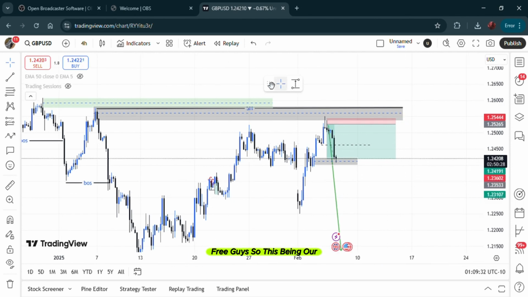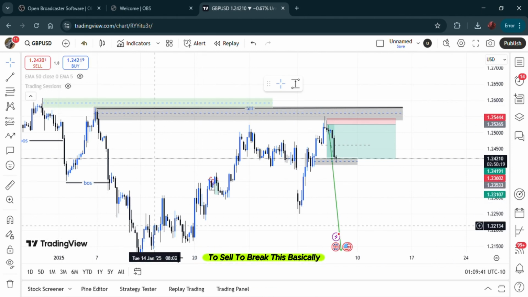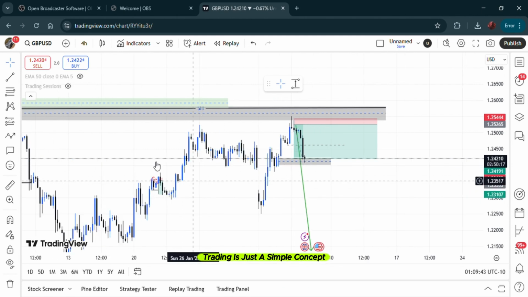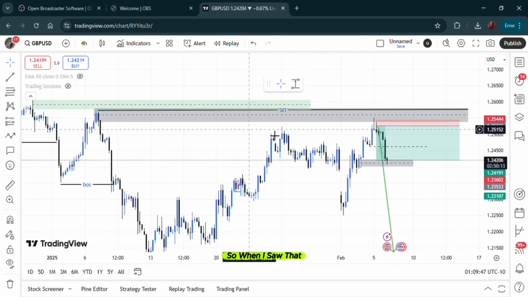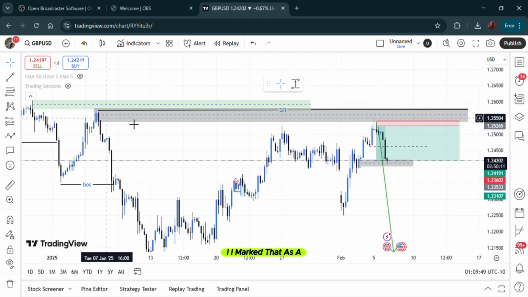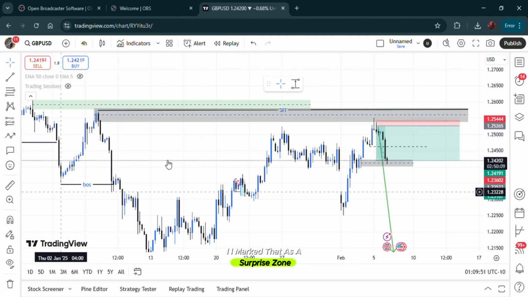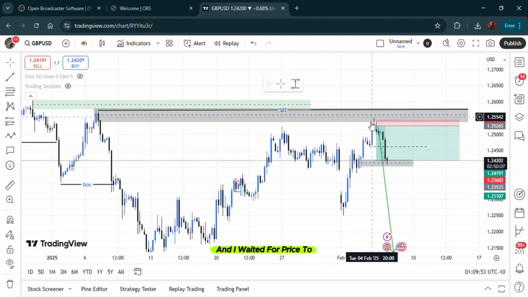So this being our supply zone, and how do we find the supply? You see, this was the last buy to sell, to break this. Basically, trading is just a simple concept. So when I saw that, I marked that as our supply zone, and I waited for price to come into it.